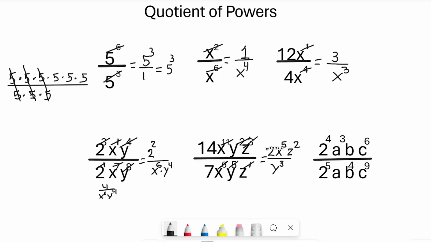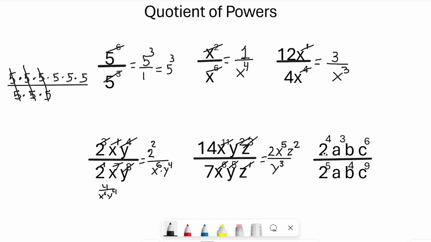All of this means multiplication, okay? 2 times x to the 5th times z to the 2nd power, and all of this is going to be divided by y to the 3rd power. Okay, so that's what it means. And now let's do the last one.